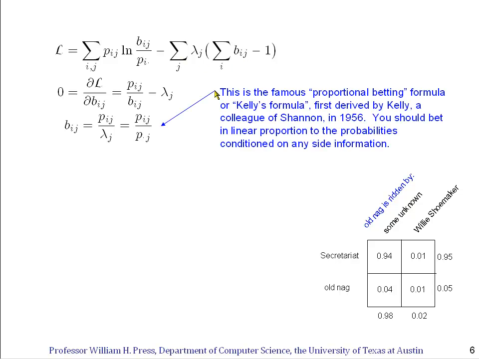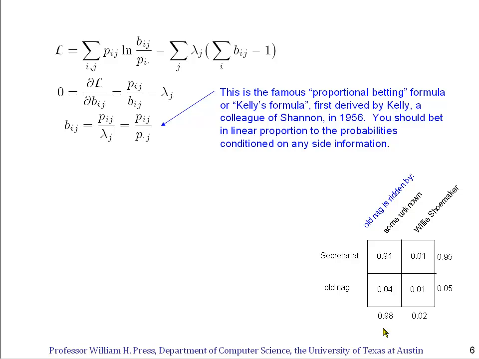This is a very famous formula. It was first derived by Kelly, who was a colleague of Shannon, in 1956, and it's so-called Kelly's formula, but it's also called the proportional betting formula. And what it says is, you should always bet in linear proportion to the probabilities conditioned on any side information.